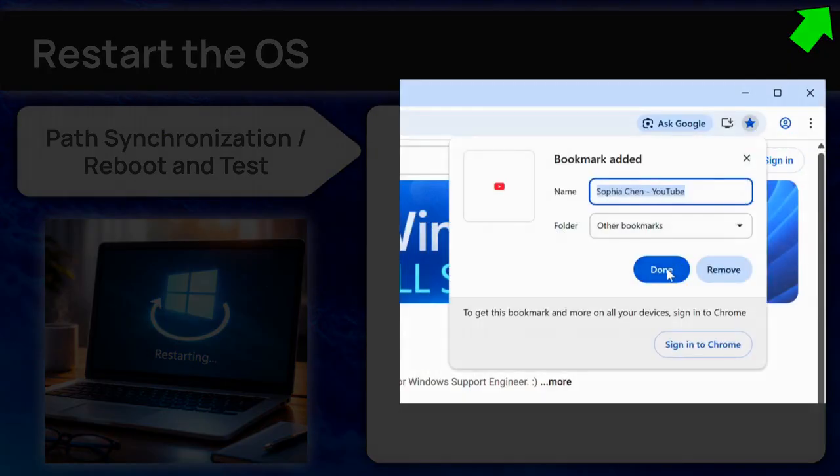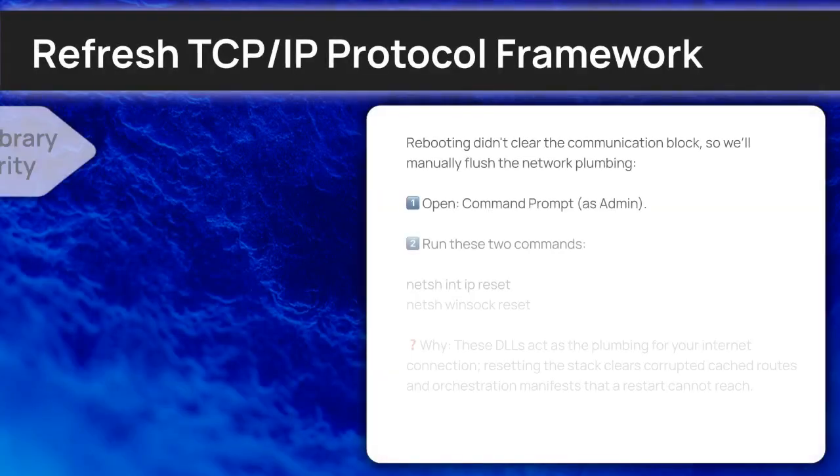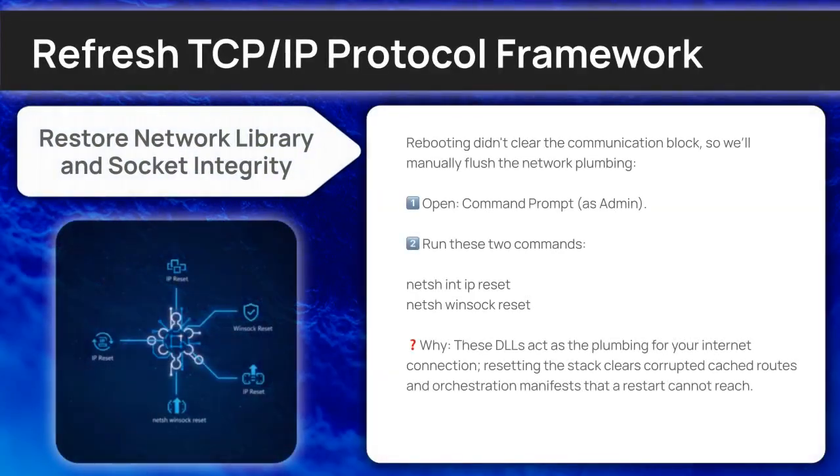If a quick restart didn't do the trick, it's time to look deeper into the system configuration. If you need to pause the video to find your settings menu, I'll be right here. Rebooting didn't clear the communication block, so we'll manually flush the network plumbing. Open Command Prompt as admin, then run these two commands.